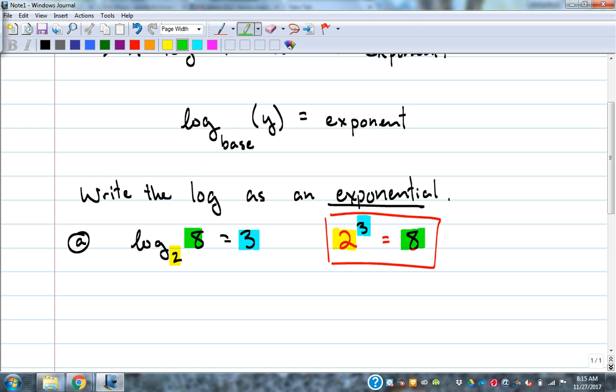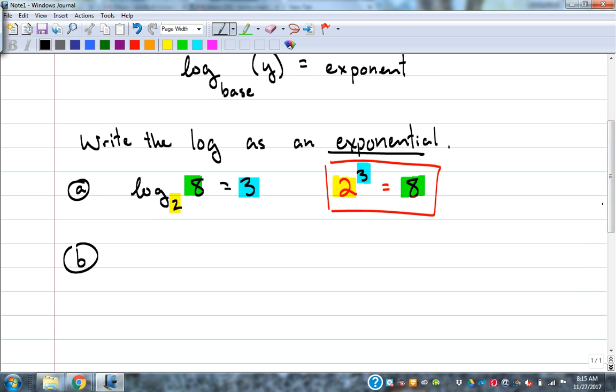Rewriting a logarithm as an exponential, that's all we're doing here. We're not doing any work to get there. Tomorrow we'll do some equations, and if you can rewrite the log as an exponential, sometimes the equation is a lot easier to solve. Instead of doing things with logs, you can do things with exponents, and it makes it a little easier to solve. Log base 3 of 81 is 4.